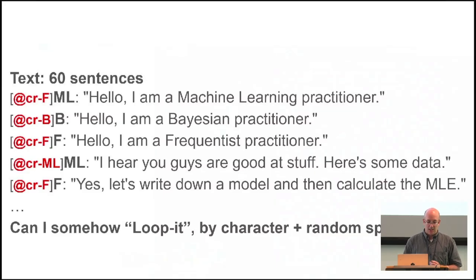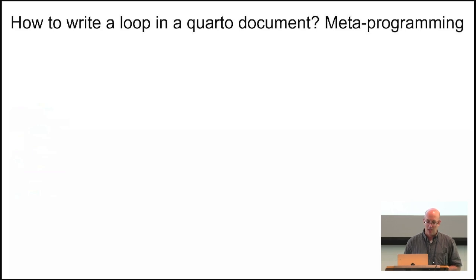So there are 60 sentences. All you have to do from the extension perspective is just add the @ and the cr and the name of the character, which is linked to that image. But I'm too lazy. I'm not going to copy-paste 60 times, right? So I thought, how can I do this loop plus character for the random special effect programmatically? And that's what Quarto is for, to save us from doing copy-paste, so we can do things programmatically. That's the magic of Quarto. So the question is how to write a loop in a Quarto document using meta-programming.